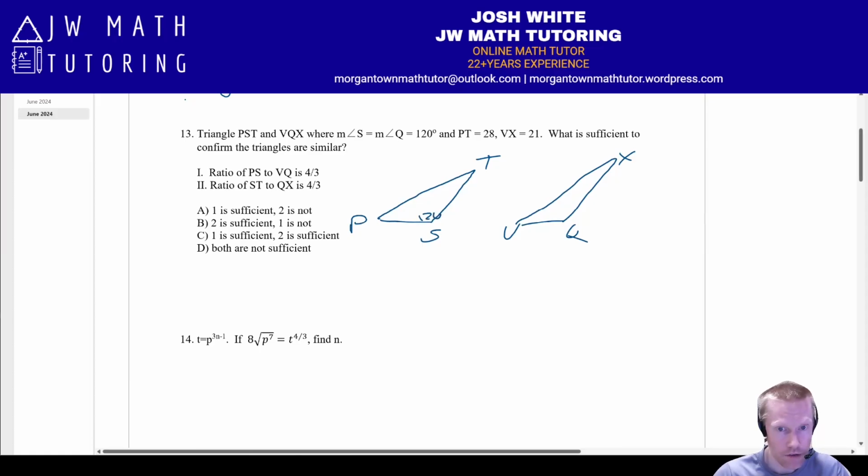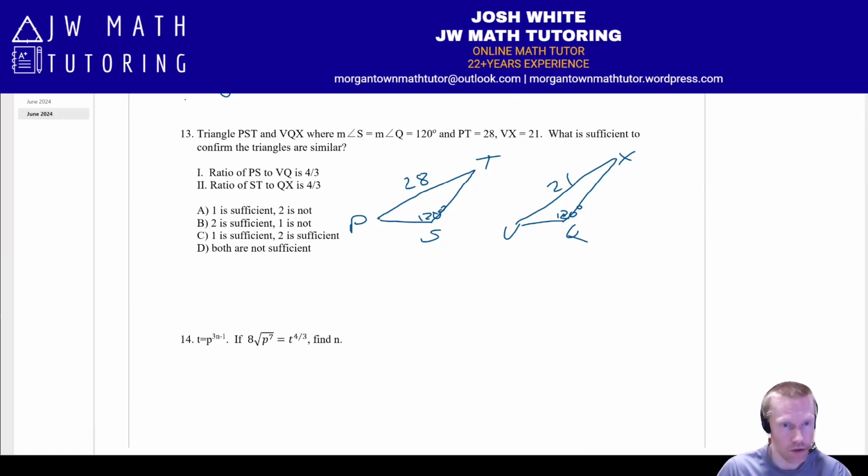Okay, we know that S and Q are both 120 degrees, obtuse angles, and we know PT is 28 and VX is 21. All right, and then this is asking about some statements where it gives us some information and wants to know, is this sufficient to prove the triangles are similar? So, a couple things first.